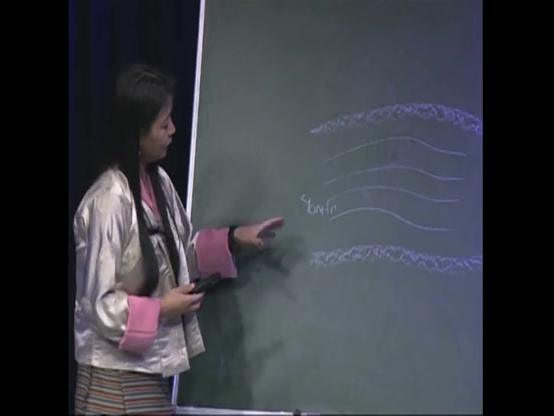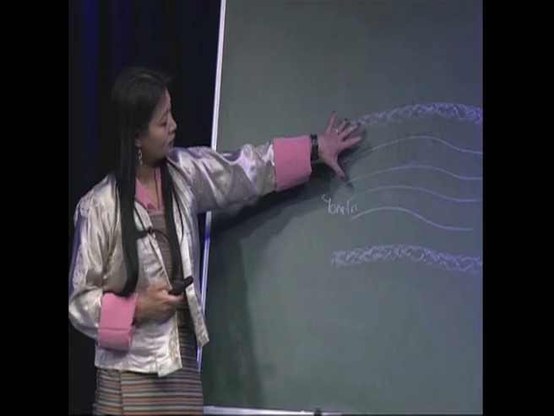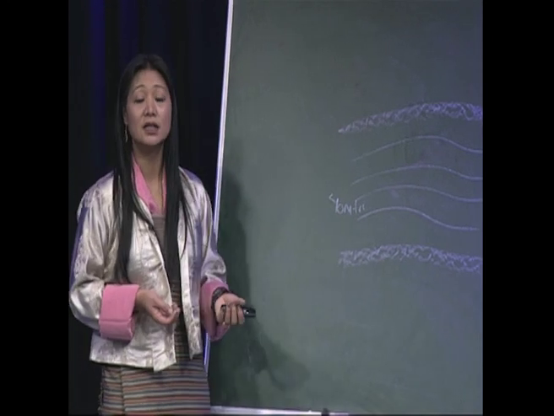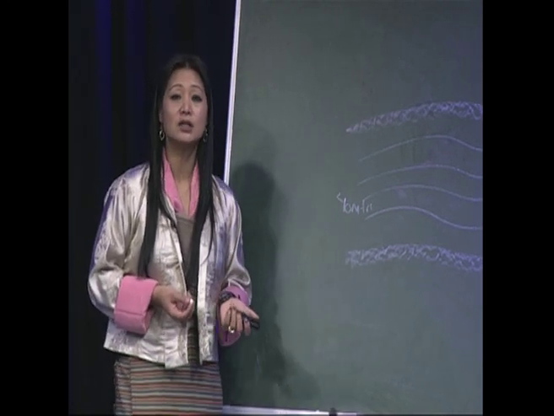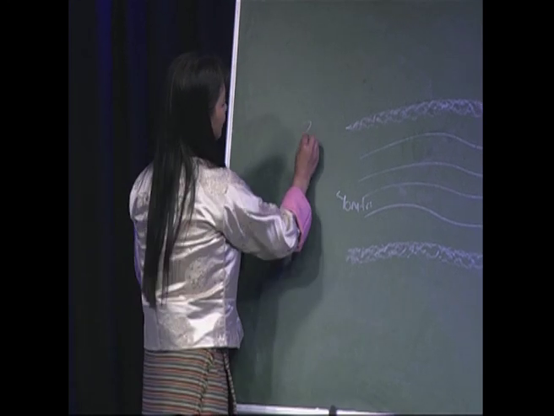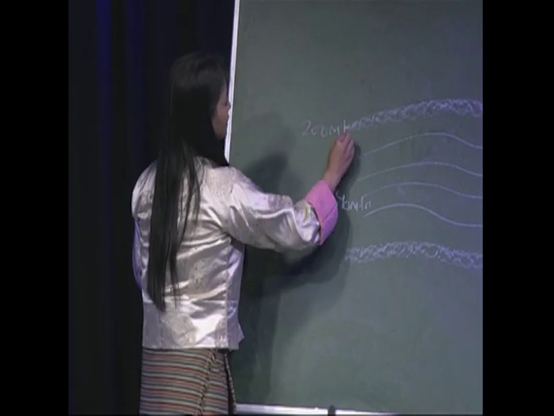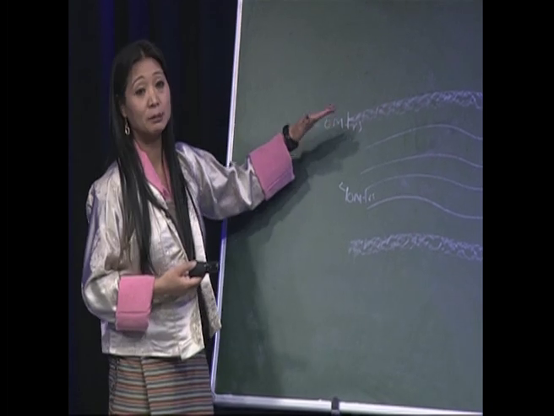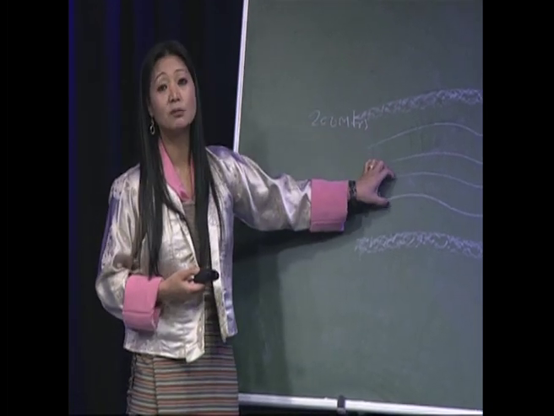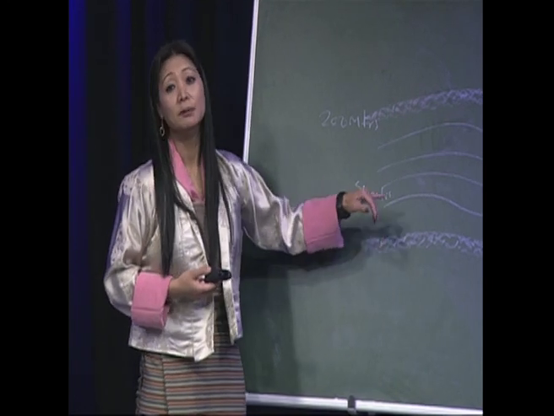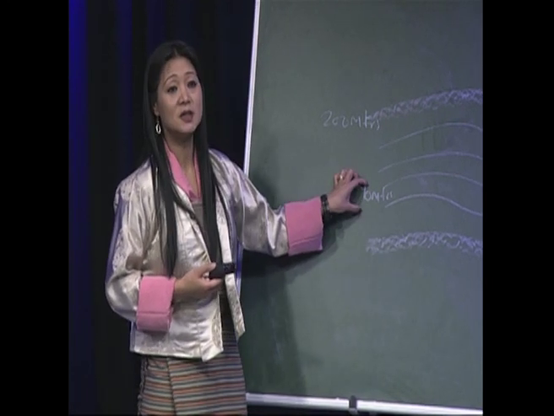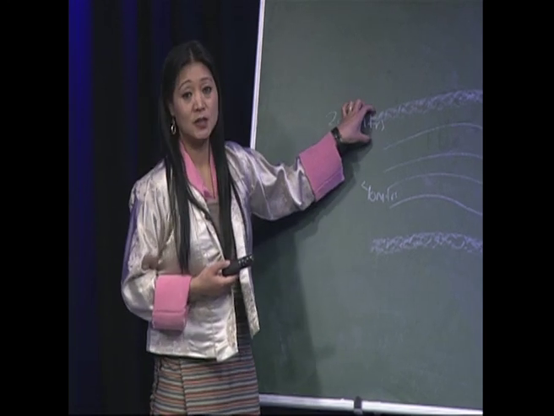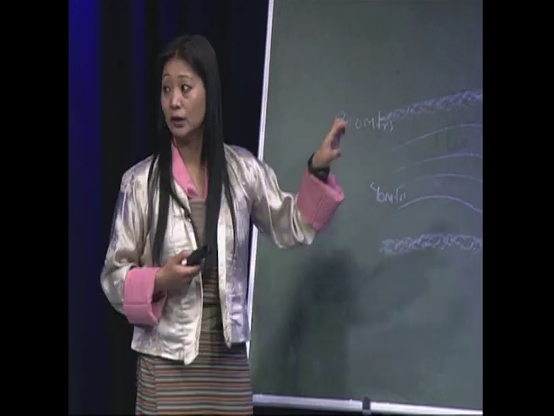Now the difference between two thick lines is called index contour interval. Index contour interval is 200 meters. So the difference between two thick lines is 200 meters, the difference between two small lines is 40 meters, and this 40 meters is called contour interval, and 200 meters is called index contour interval.